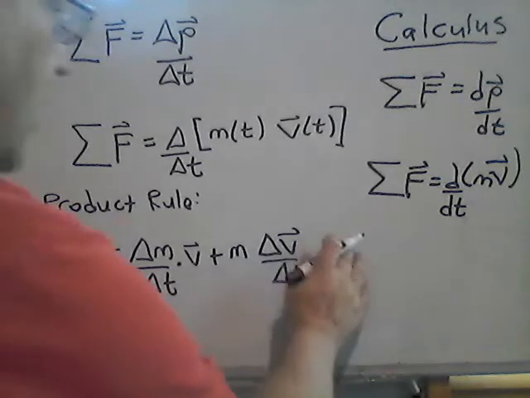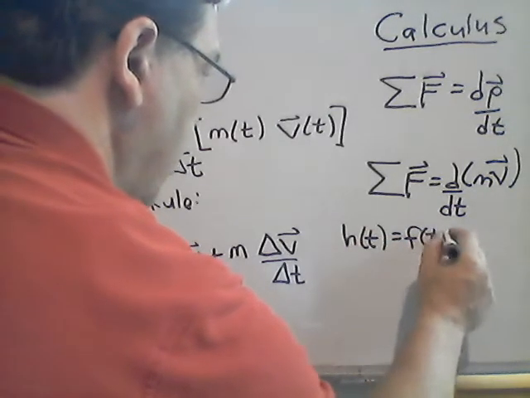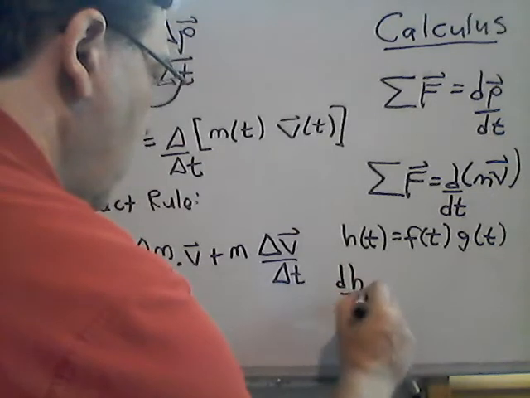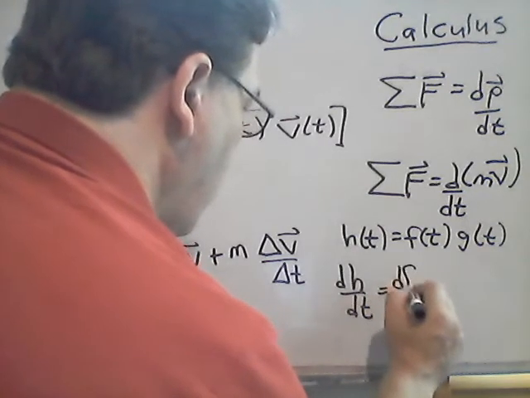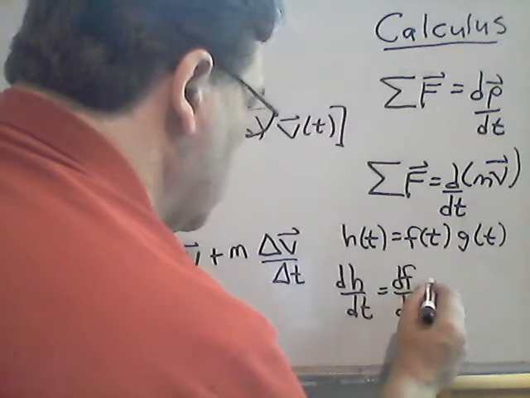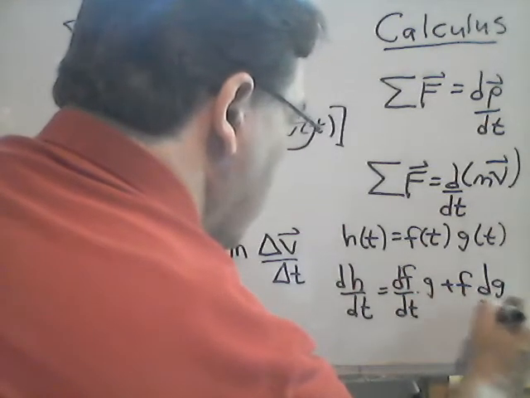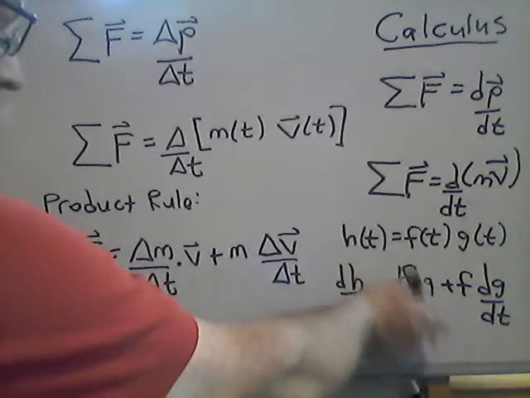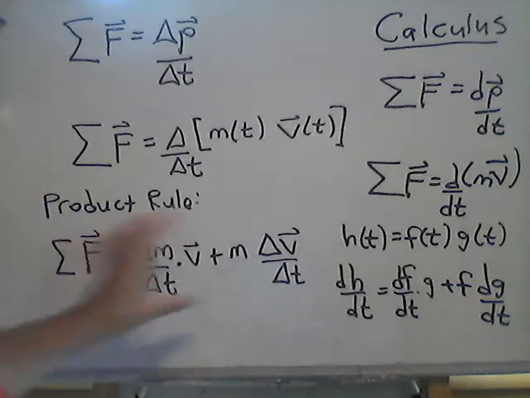In general, in calculus, let's say that h of t was f of t times g of t. Your product rule would be what? dh/dt would be df/dt times g, left by itself, plus f, left by itself, times dg/dt. And that would be the official product rule from calculus. You have h as a function, two other functions, f and g. Well, you just take turns. It's f's turn to get operated on by the time rate of change, leaving g alone. And then now it's g's turn. So plus f, and now dg/dt, right? So all I'm doing is the same thing here.